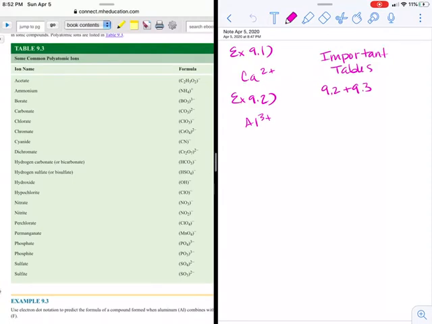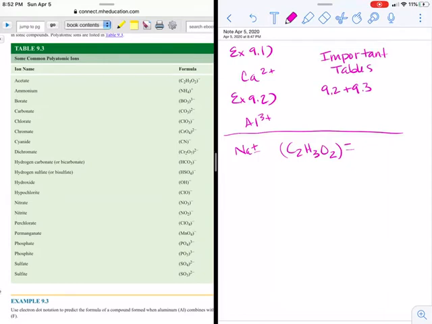So for an example, let me give you an example really quick. This is not example 9.3. Let's say I have sodium, which is a positive ion, and I have acetate floating around.